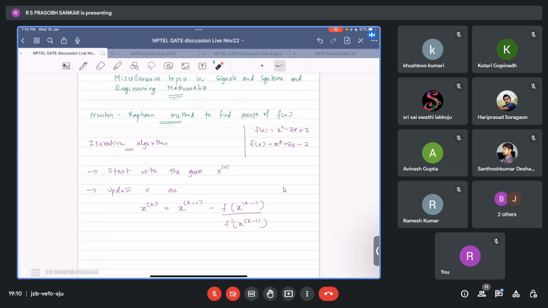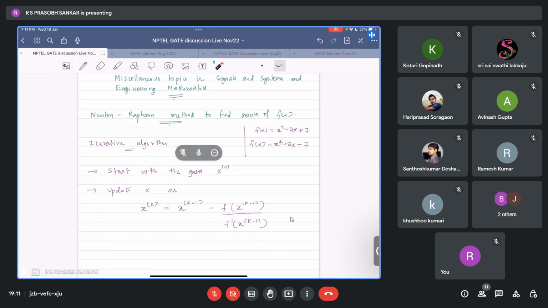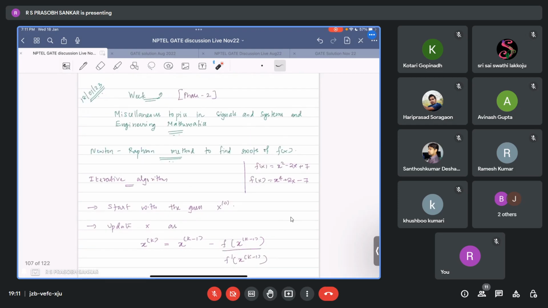Does someone want to discuss these things? Maybe you can do it at the end, not right now. For instrumentation it is there, but for the other two, EC and electrical, I don't think it's there for this year. Anyways, if somebody is there from instrumentation and wants to discuss numerical methods, let me know. I can discuss towards the end of the session. For others, I think we can just continue.